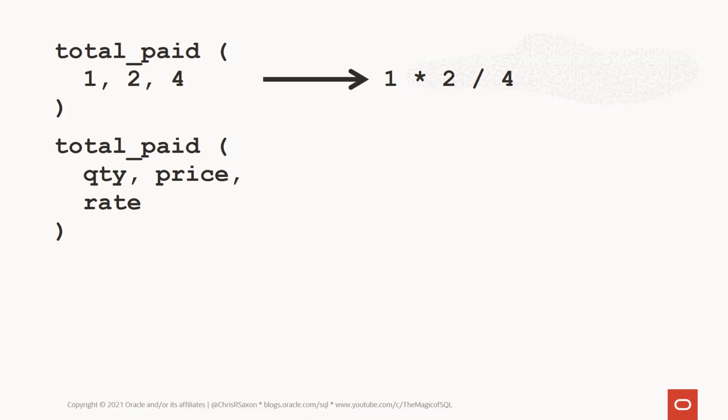So what about if we pass in some table columns? We've shortened the names here a bit just so they fit on the slide, but we've got quantity, price, and rate. Well, again, those columns will become part of the final SQL statement that actually gets executed.